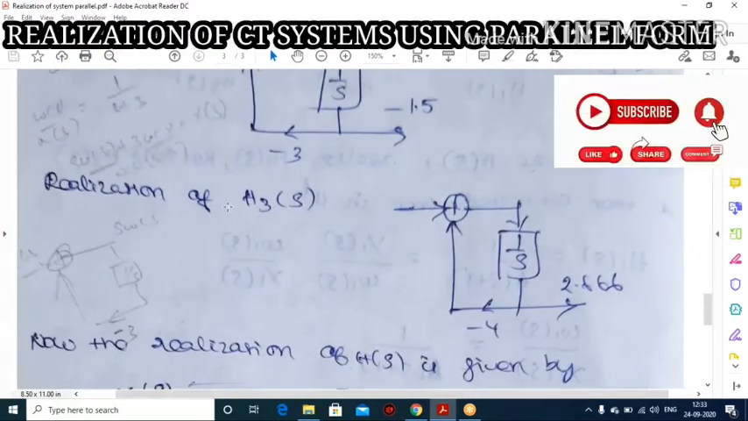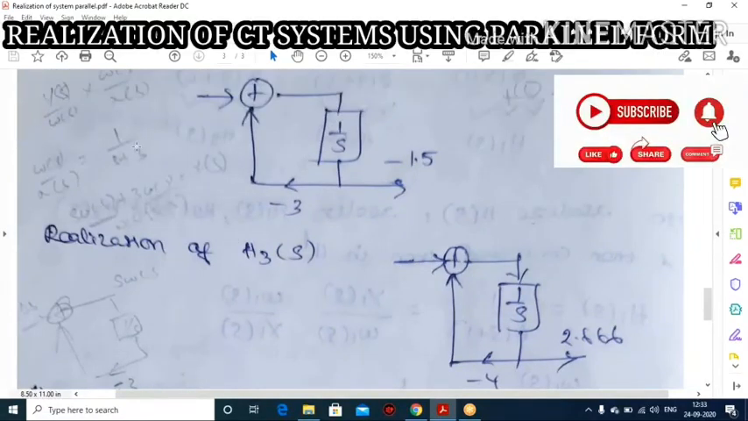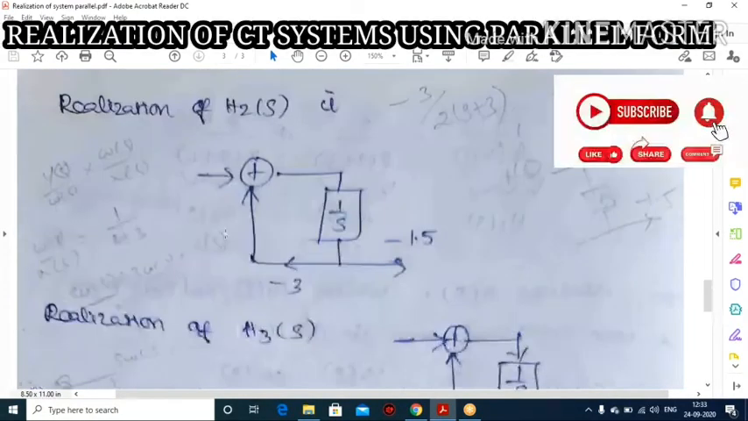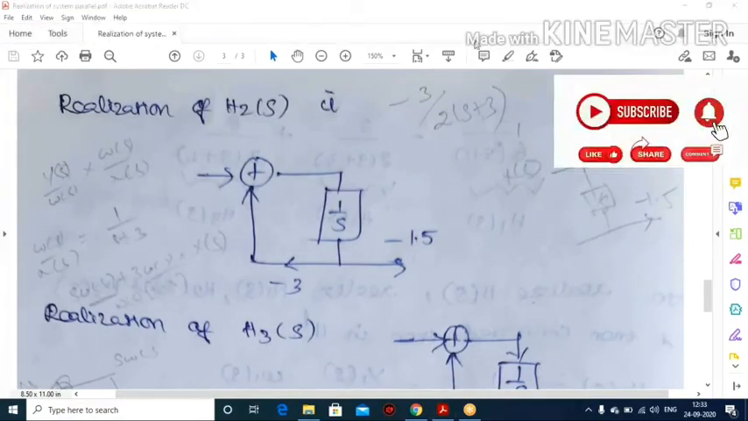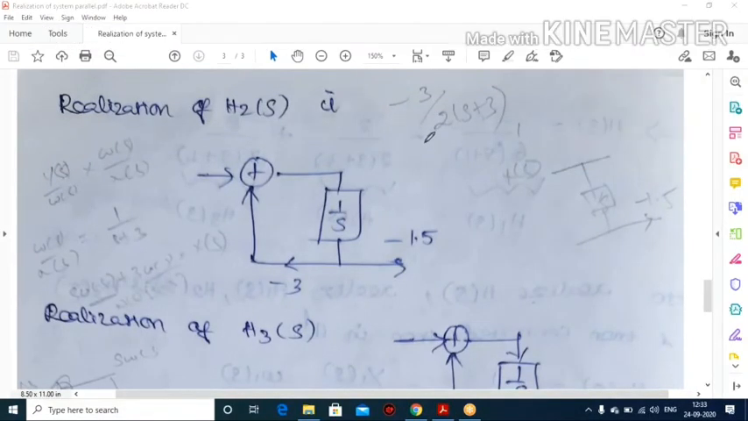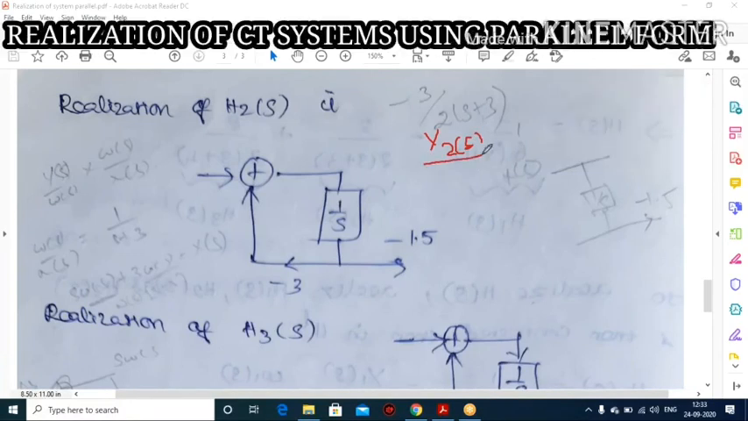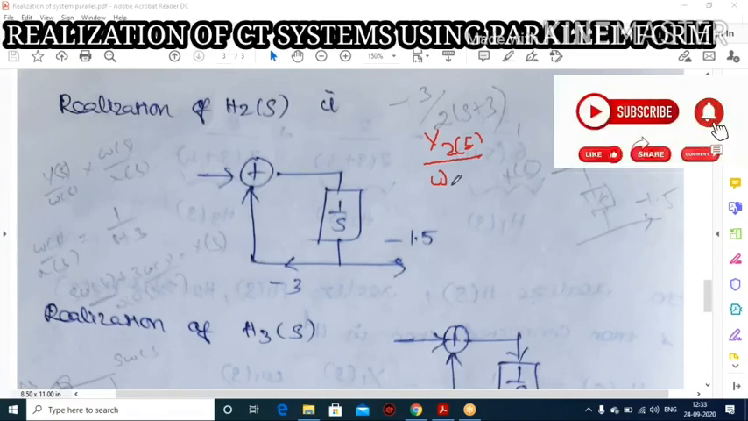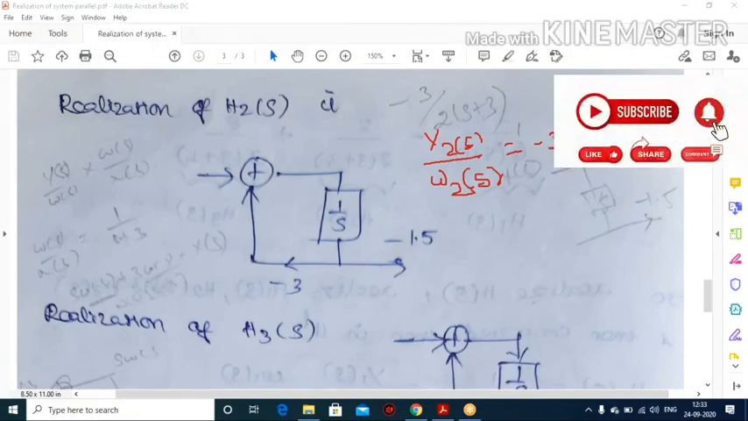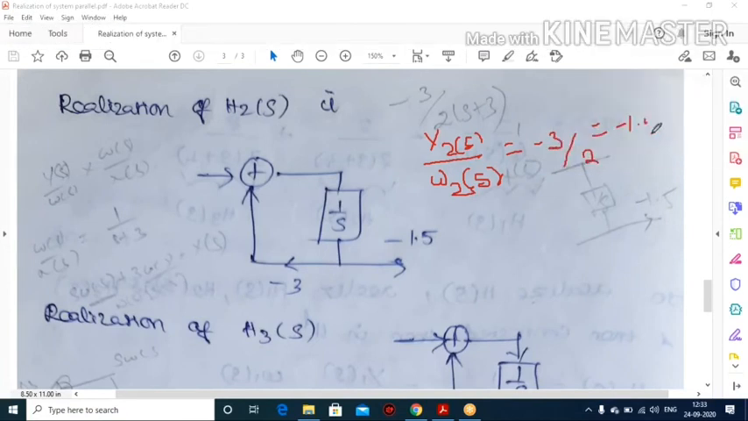Similarly for the second portion, what do you get? Minus 3 by 2, no? So I will draw the second portion here. The second portion is Y of S, that is Y2 of S, divided by W2 of S, which is equal to minus 3 by 2. Already we took 1 by S plus 3 outside, so now we have minus 3 by 2, which is nothing but minus 1.5. Now just cross multiply these two terms.